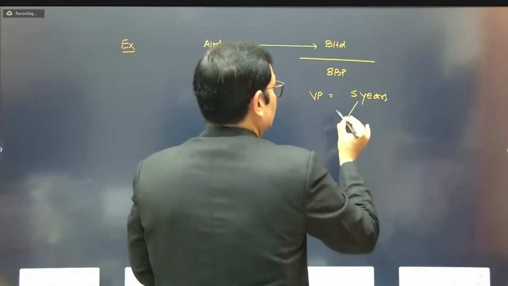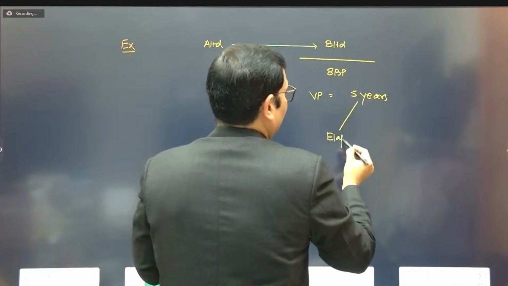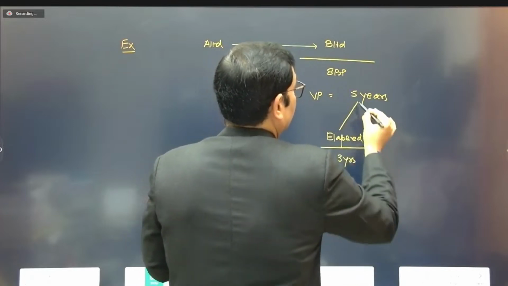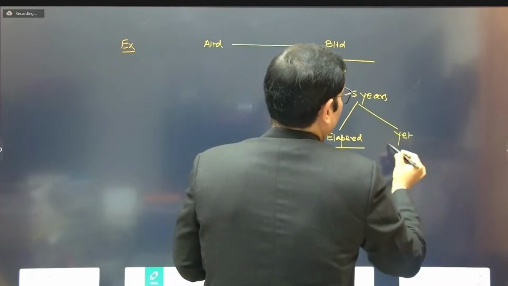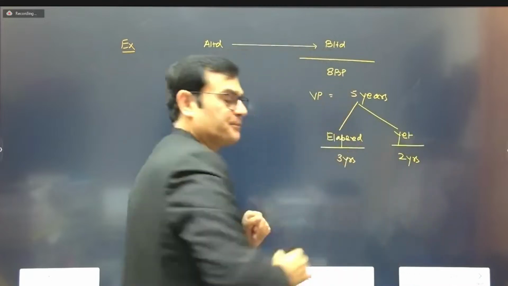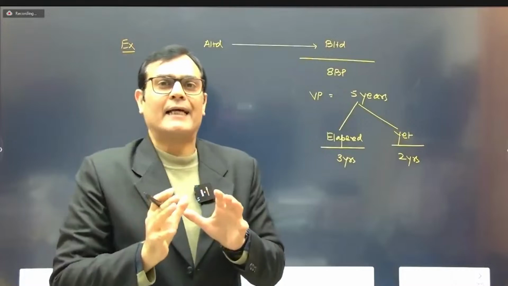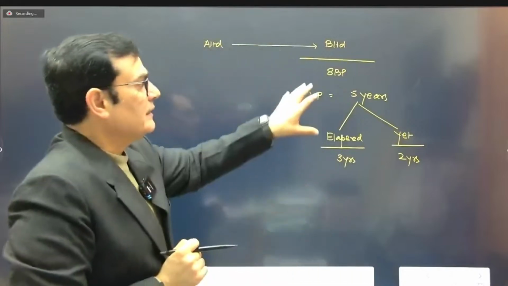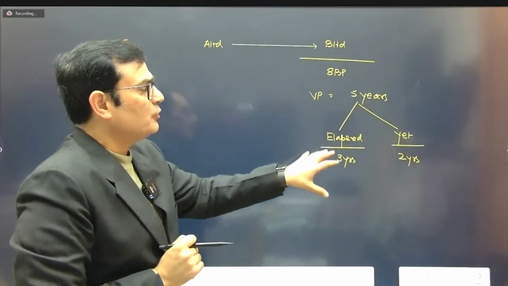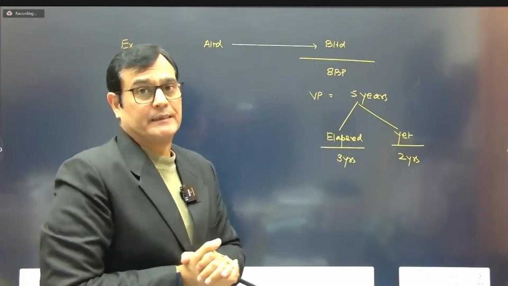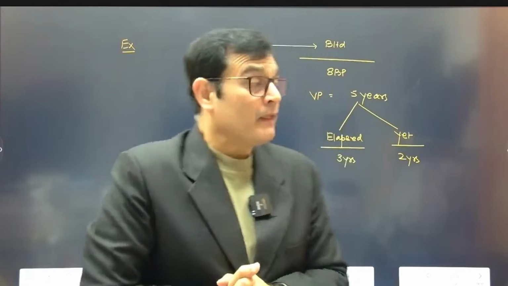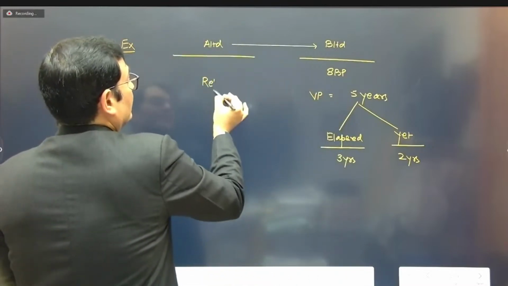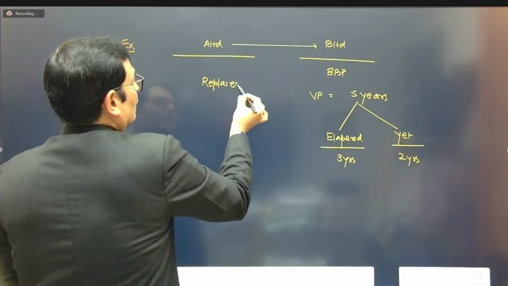Out of this 5 years, let us say the period which has already elapsed is 3 years, and the period which is yet to elapse is 2 years. So we're looking at the terms of the original awards which B has issued. B said, I want a 5 years vesting period; 3 years have already elapsed and 2 years are yet to elapse.